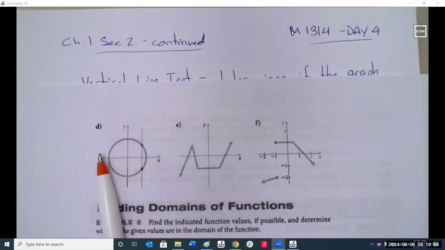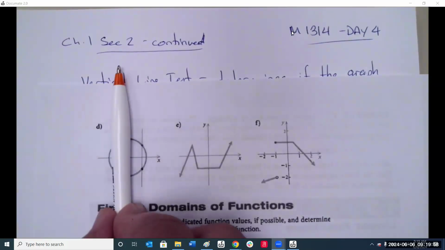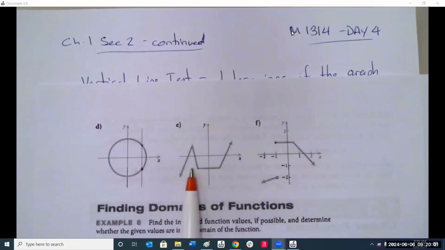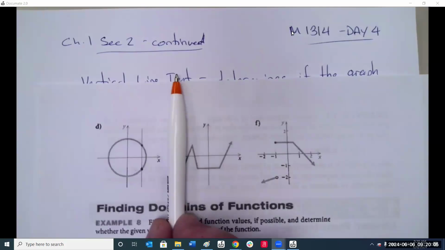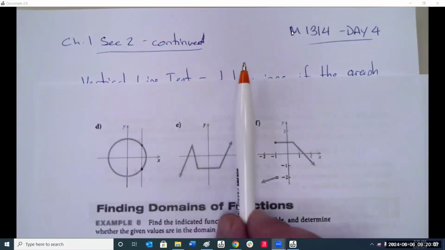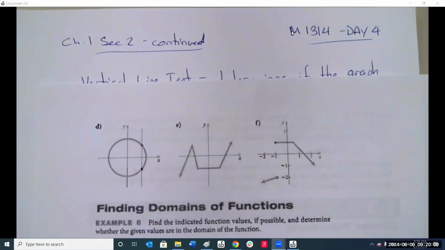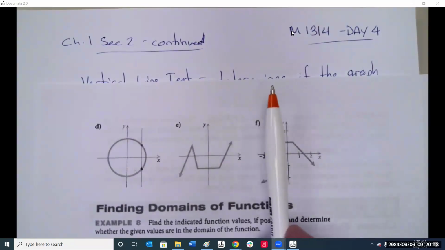Circle. Is it a function or not? No, because if we do a vertical line there, it fails. This one. Yeah, because anywhere we draw a vertical line, it only touches the graph once. So it is a function. And this one? Yeah, because anywhere we go, it only touches the graph once.